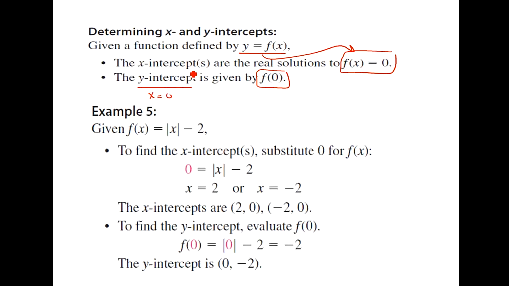If we need to find the y-intercept, this means x equals 0. So if we need to find the x-intercept, y equals 0, so f of x equals 0. But if we need to find the y-intercept, this means x equals 0. So we need to find what? f of 0.